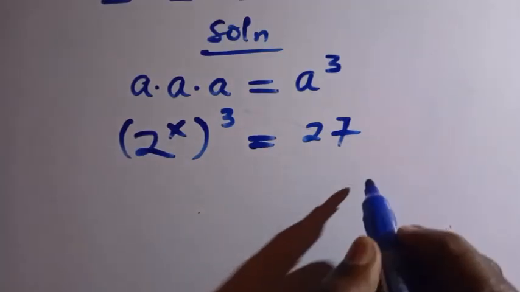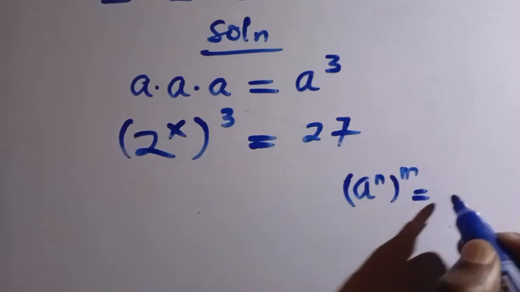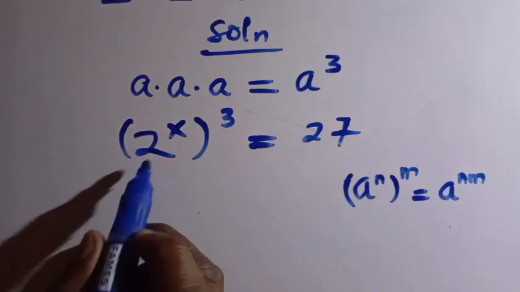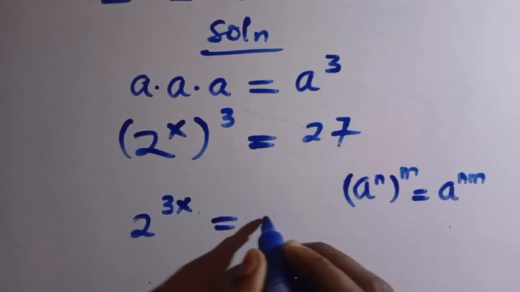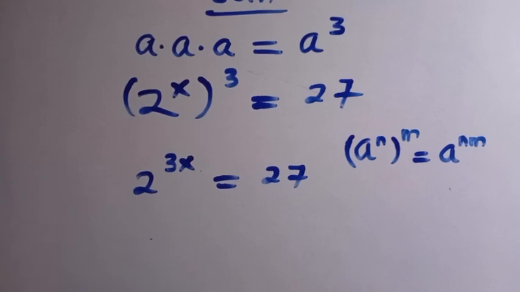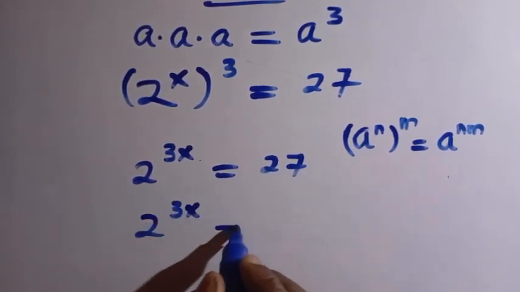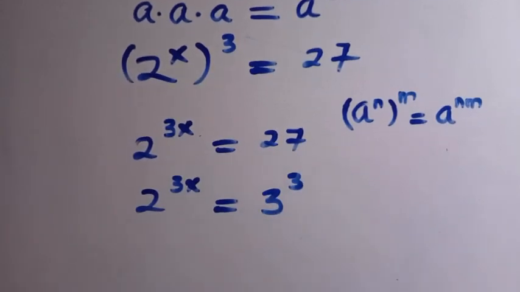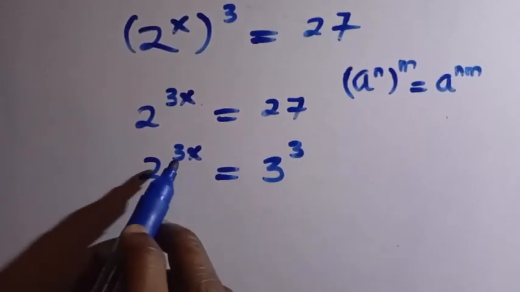And next, suppose we have a raised to power n raised to power of m. So this equals a raised to power nm. So when we apply it to this, here is 2 raised to power 3x equals 27. So by what we have here, this is 2 raised to power 3x. I can write 27 as 3 raised to power 3, because 3 raised to power 3 here is 27.